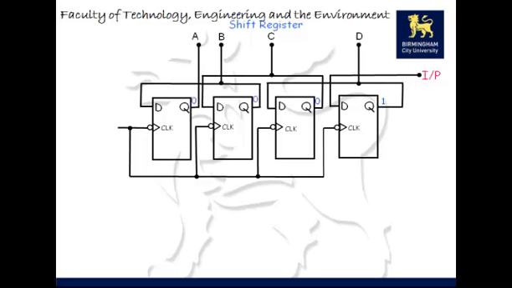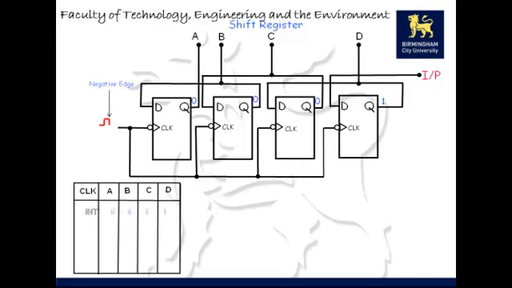Now A, B, C, D is loaded as follows: D is 1, C is 0, B is 0, A is 1. It's still negative edge triggered and it's still synchronous. Initially we've got 0, 0, 0, 1. After the first clock pulse we have a value loaded in from D, the flip-flop output to the extreme right, and the data gets shifted left this time.